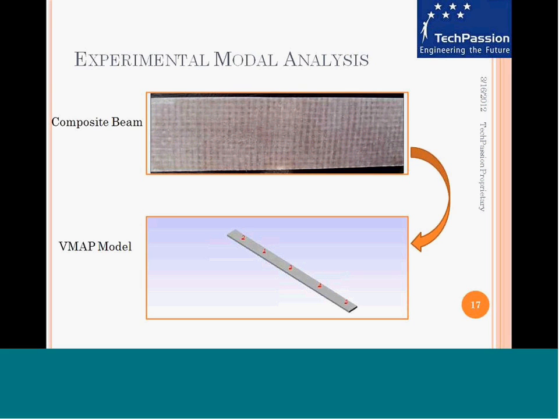The picture shows the composite beam on the top, and then we model it in VMAP to do experimental modal analysis of the beam under free boundary conditions. So what you are seeing in the bottom is the representation of the beam inside VMAP software. The points that are marked in red here, there are like 5 points where we applied vibration pickups, that is accelerometers, and we did a simple impact test, and we are going to look at the results that we got when we performed this experimental modal analysis.